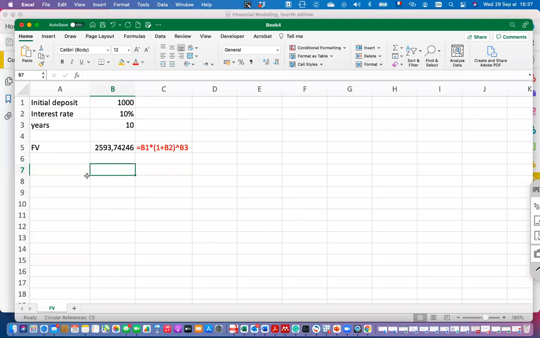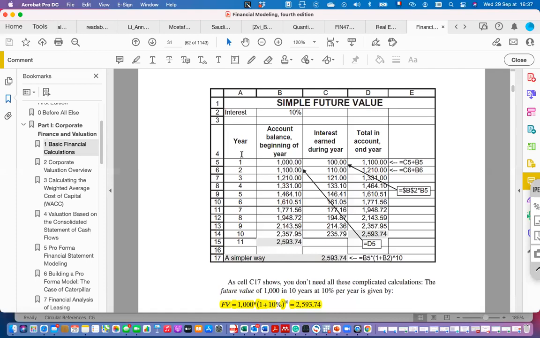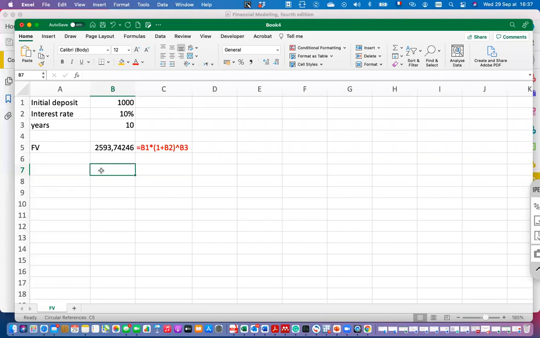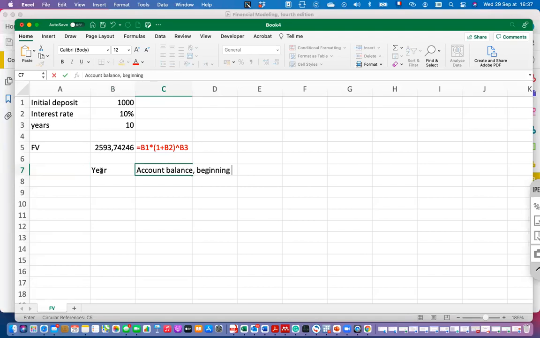Now, in the exam, they can ask you to solve this question by using a detailed table. So you have to proceed the following way. We have to build, see, a table with 4 columns: year, account balance at the beginning of year, interest earned during the year, and finally total in account or account balance by the end of the year.